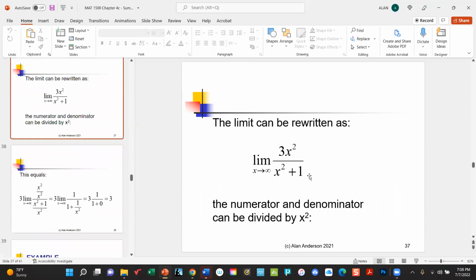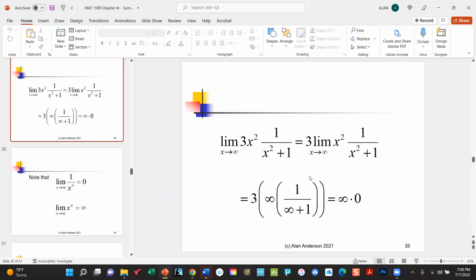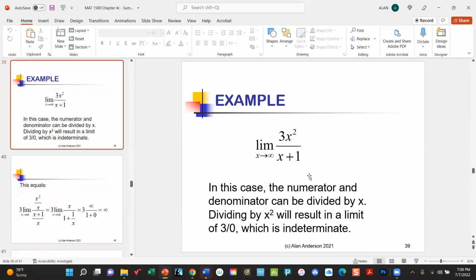Now, this one was 3x squared over x squared plus 1. We're going to try a similar one where the denominator, instead of x squared plus 1, is just x plus 1. Now, if you did the same approach as before, dividing the numerator and the denominator by x squared, you'll end up with 3 over 0 after direct substitution, which is exactly what we don't want. 3 over 0 isn't good enough. It has to be 0 over 0 to use L'Hopital's rule.